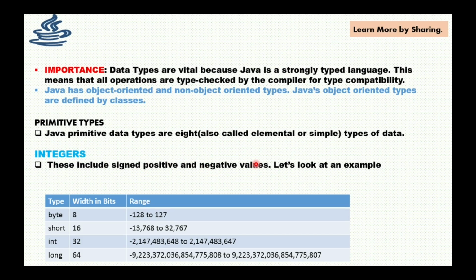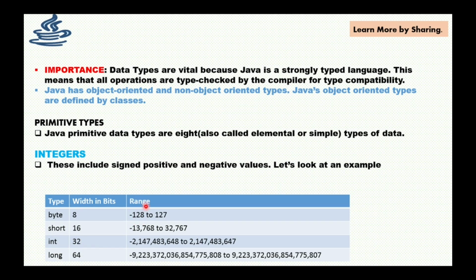Let us look at this table here showing 4 integer types. We have byte, which has a width of 8 bits. Then we have the short, which is an integer of 16 bits wide. Also int, which has 32 bits. And we have a long, which has 64 bits.